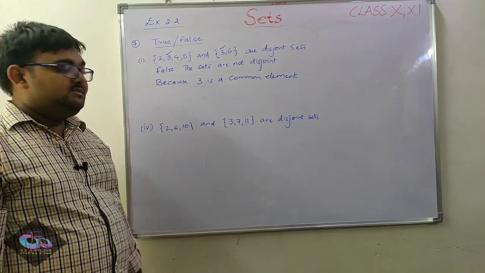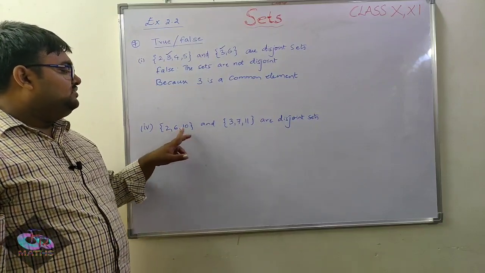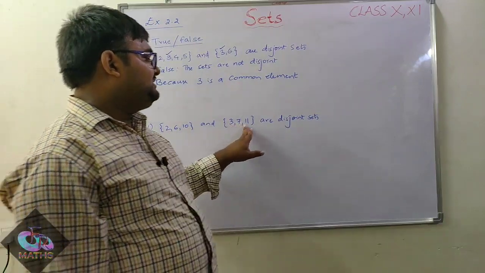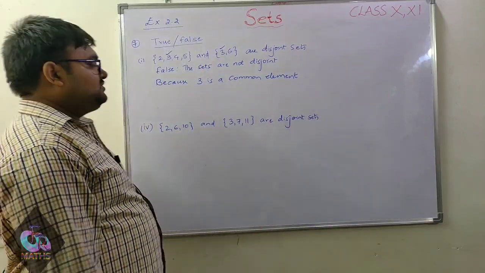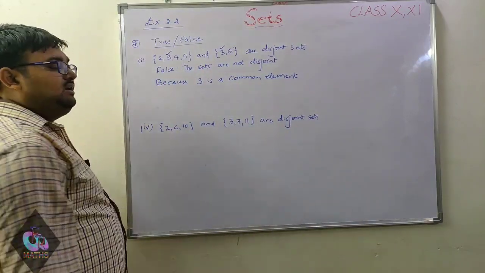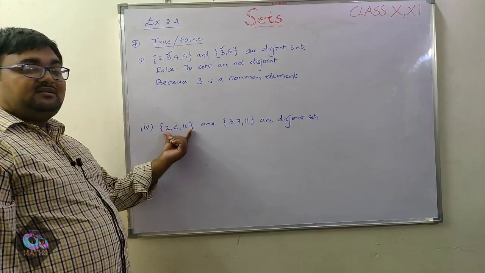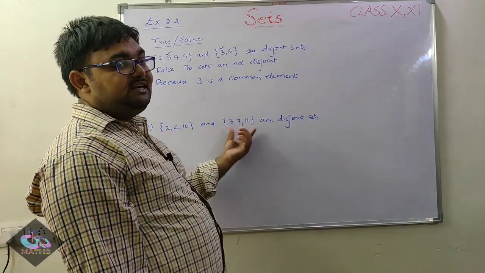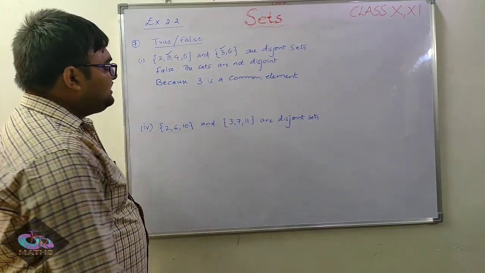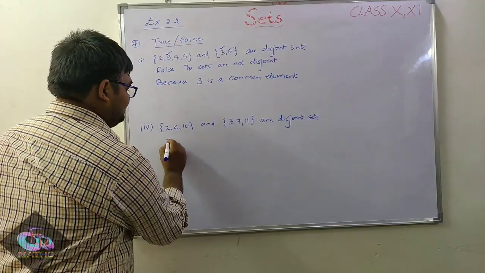Next, coming to question number 4. The set of 2, 6, 10 and the set of 3, 7, 11 are disjoint sets. Is it true or false? What do you say? Here all are even numbers, and this set contains all odd numbers. So clearly these two sets are disjoint.